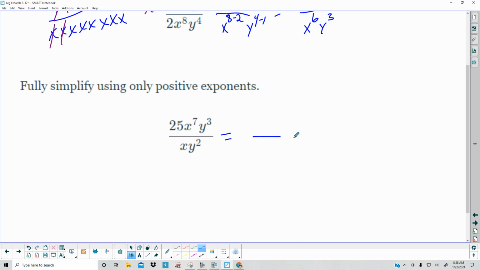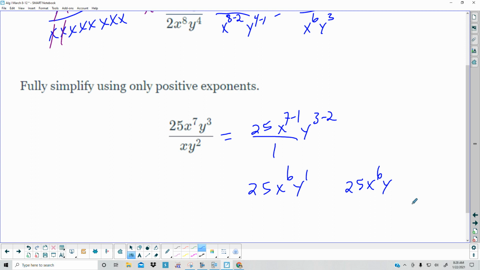There are no coefficients on the bottom, so it stays 25. I've got 1 on the bottom, 7 on the top, so I do the subtraction where there's more of them. I've got 2 on the bottom and 3 on the top, so I do the subtraction where there's more of them. There's nothing left on the bottom but a 1. So I have 25, x to the 6th, y to the 1st. And if you don't want to write the 1, that's okay. So 25x to the 6th y.